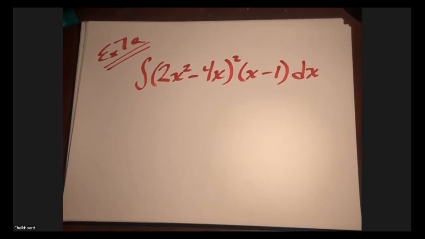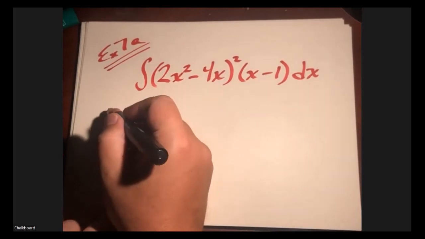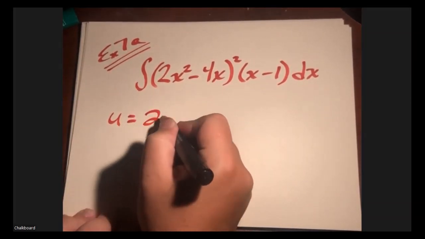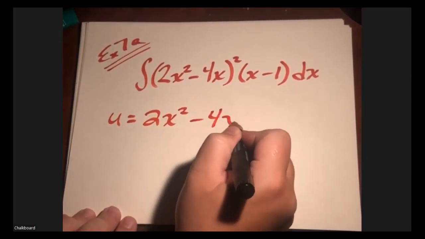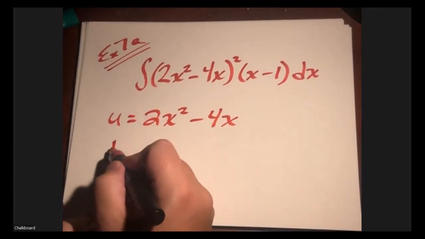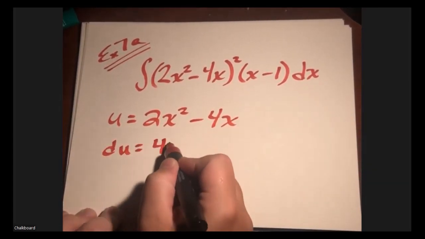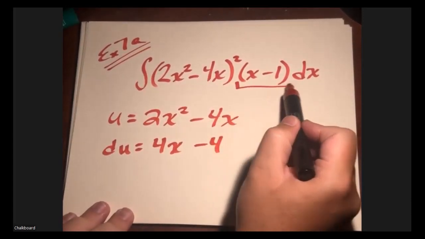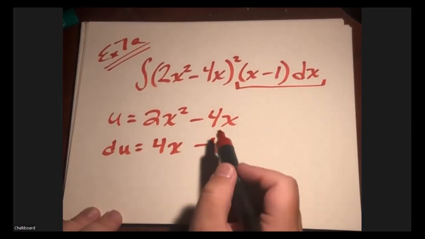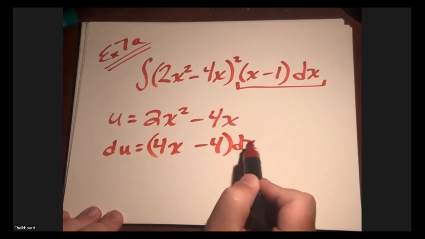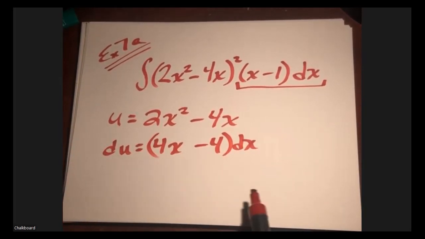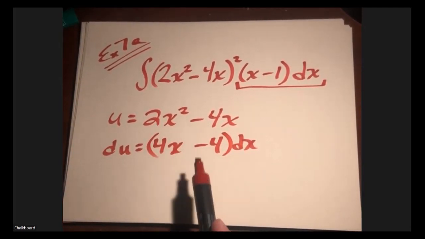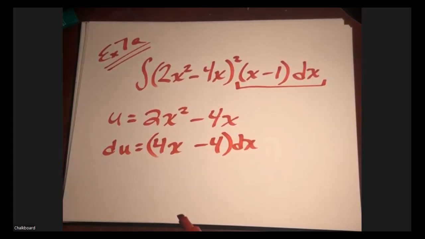Starting with, if you look closely here, it appears that u could be what's squared there, which is the quantity 2x squared minus 4x. Let's see what happens when we just jump in and say u equals 2x squared minus 4x. Then du becomes 4x minus 4. Now, I wish I had x minus 1 dx. Don't forget, by the way, that is dx. But I have this. And you'll notice it's actually really not that far off. So let's just mess around with it and factor it and see what happens.